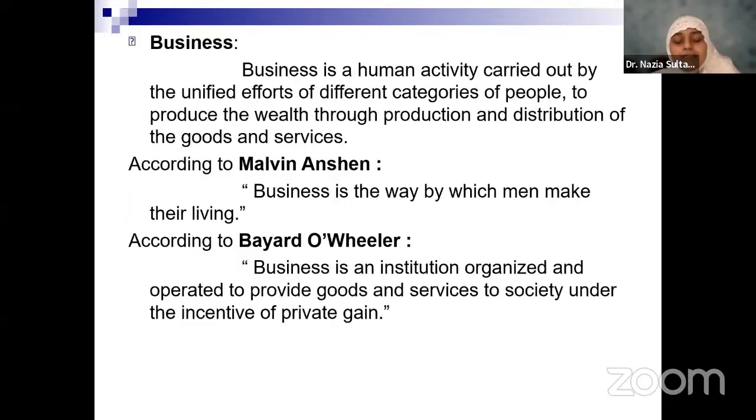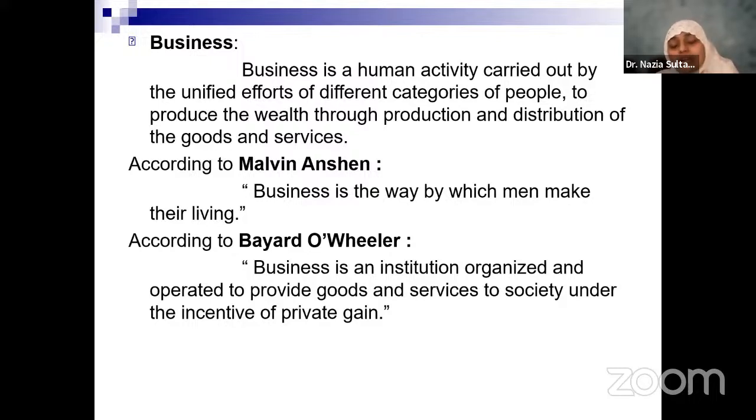Now, if you see the definitions, firstly, a common definition of business. Business is basically understood as a human activity where different types of people come together from different places, having different skill sets, employing different types of resources so that they engage in producing goods, producing services, distributing these goods and services, so that the needs of the customers are met and the business is able to earn profit for its survival and growth.